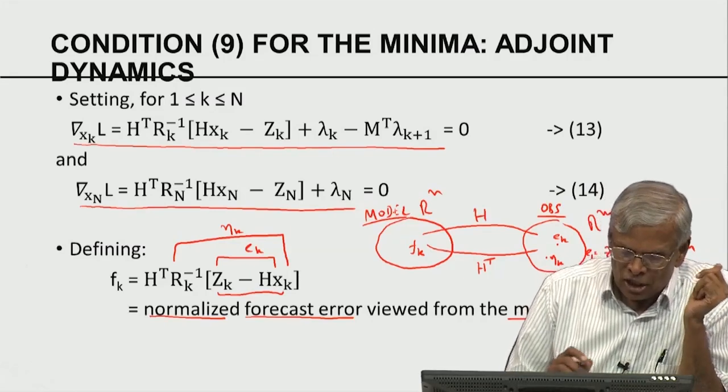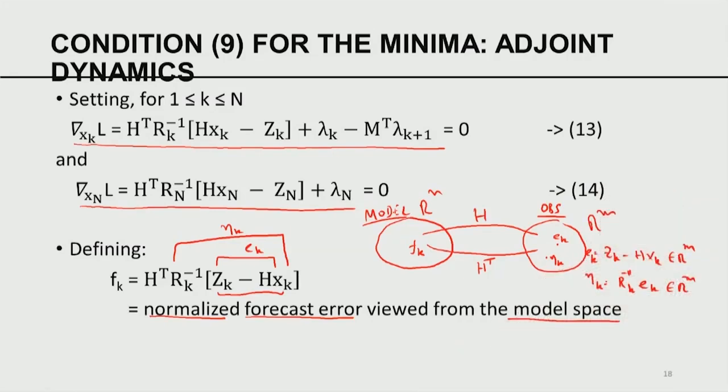Why is f of k important? Look at this now. Let us go to 13. In 13, I have h of xk minus zk, so that is minus ek. Rk inverse, that is minus eta k. H transpose minus eta k, this is minus f of k. So you can readily see this quantity is minus f of k. Again, this quantity is minus f of n. So that is the reason why we have defined this term. So using f of k, I can simplify the expressions for the derivative and handle it a little more easily. I hope the notations are clear. I hope the reason for defining these newer quantities is also clear.